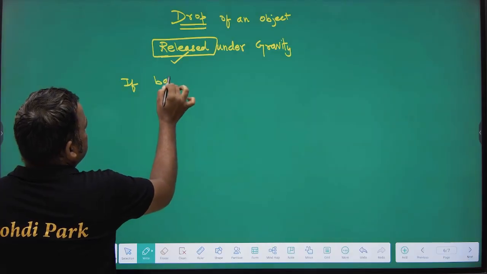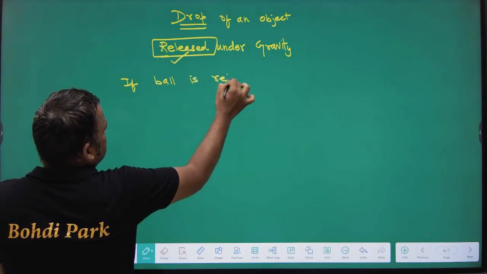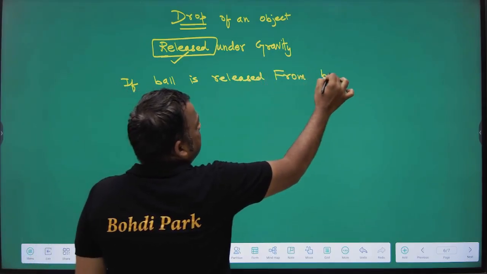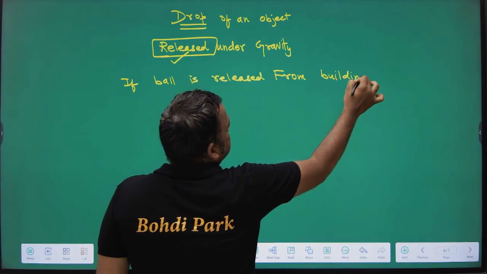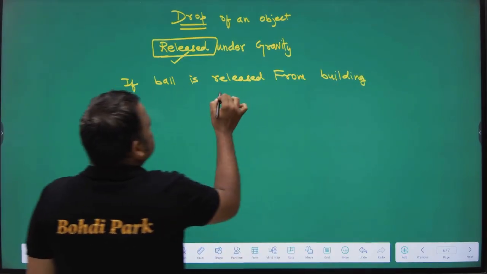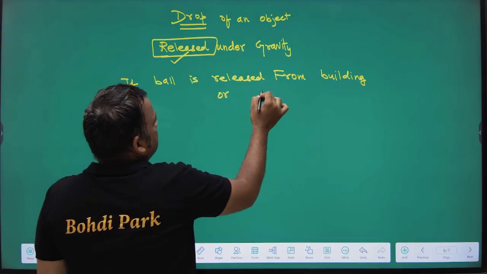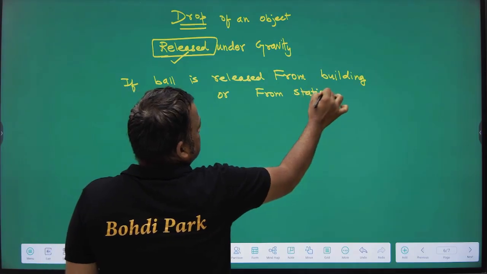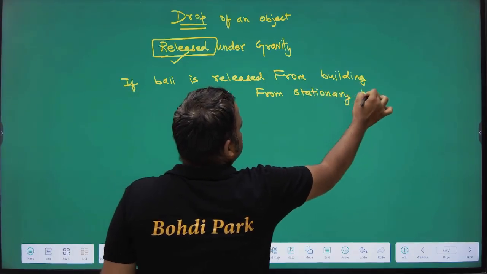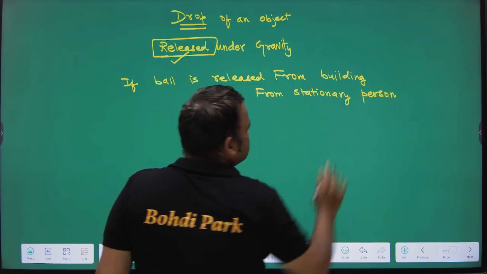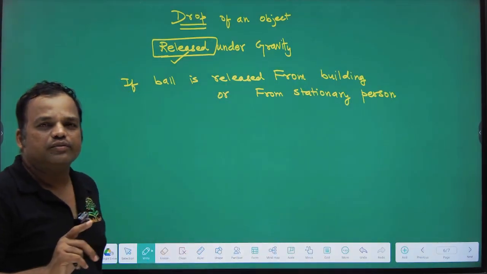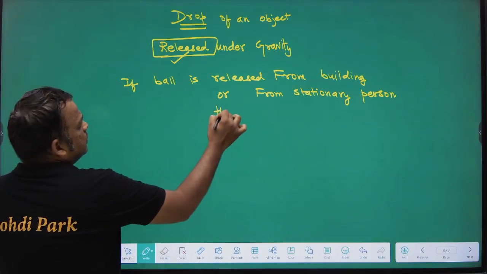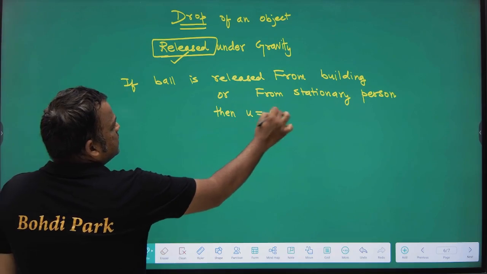If a ball is released from a building or from a stationary person, a person is holding the ball and the ball is released, so initial velocity will be taken as 0. Then u will be taken as 0.